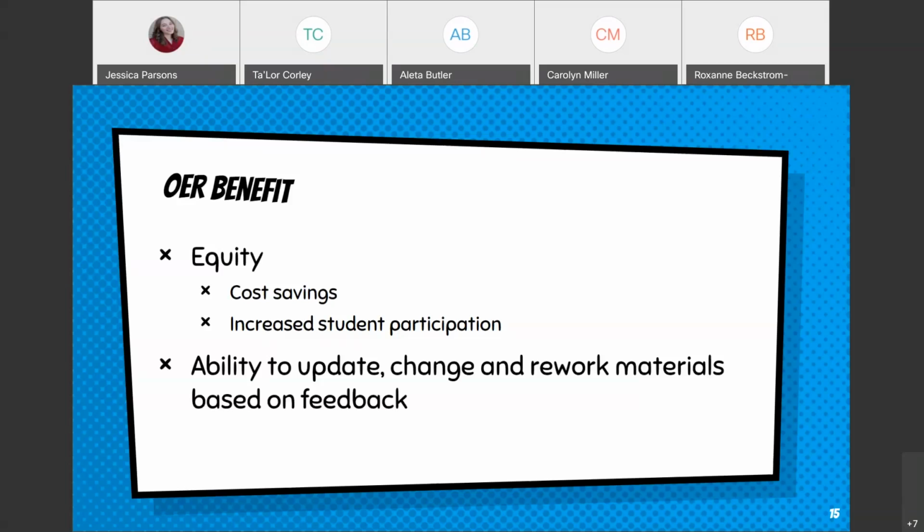And another excellent reason to switch to OER is the fact that these openly licensed materials are flexible. They can be updated, changed, or reworked based on positive or negative feedback from students or faculty. Instead of having to work around technology, you can make your articles and everything completely flexible. You don't have to use expensive copyrighted coursework, and OER can be quickly edited, remixed, and improved based on the needs of the class, teacher, or technology. So yeah, next slide.